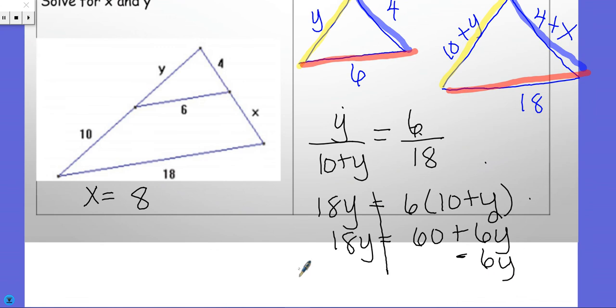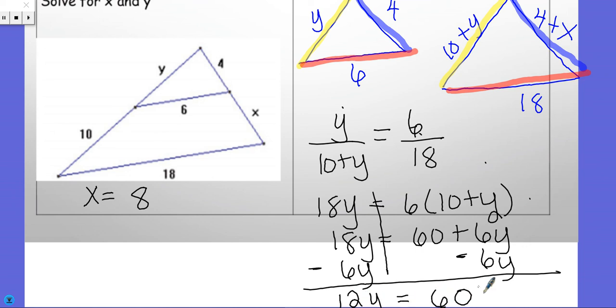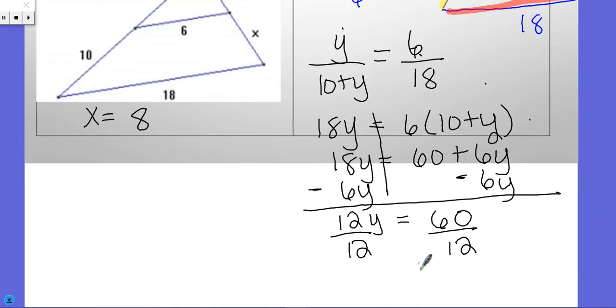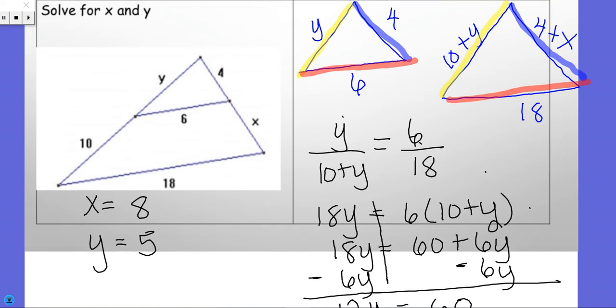Minus 6y, minus 6y. And then, so here, 18 minus 6 is going to be 12y equals 60. And I moved the y because it was on the wrong side. And then we're going to divide by 12, and y should be 5. So we can write y equals 5. And that's what we put over here. And I'm going to go back, make sure I answered the question. It only asked me for x and y. So I did it.